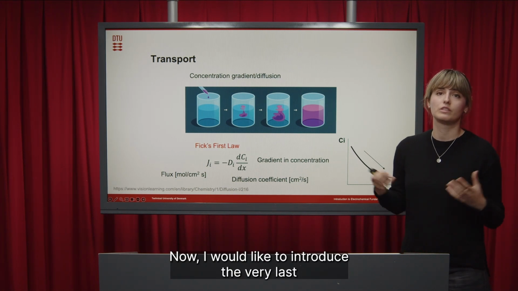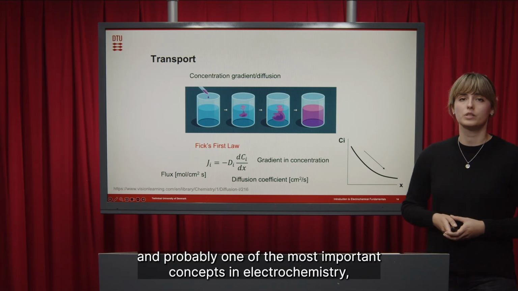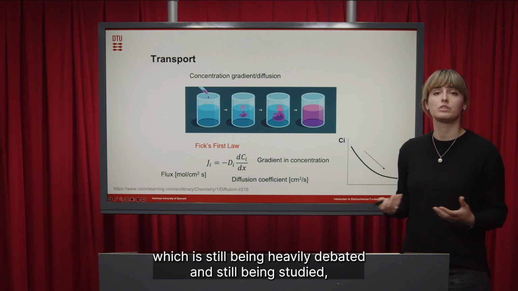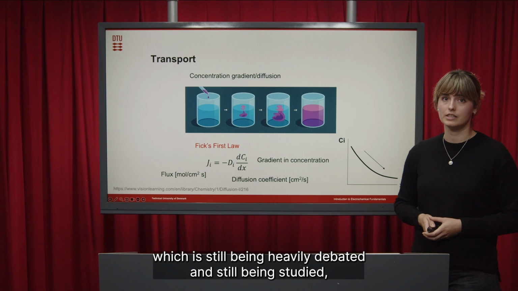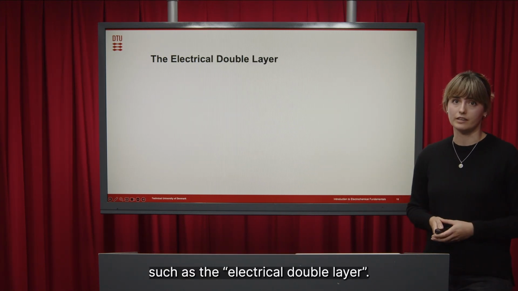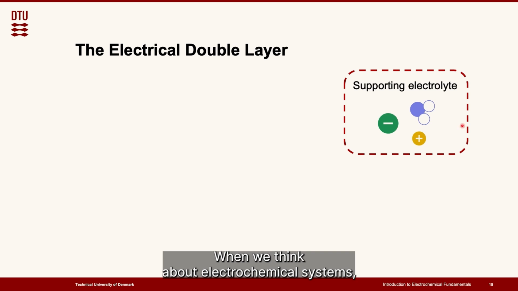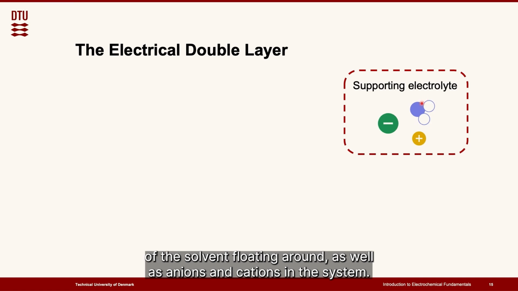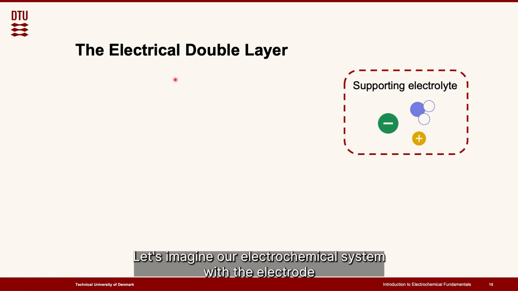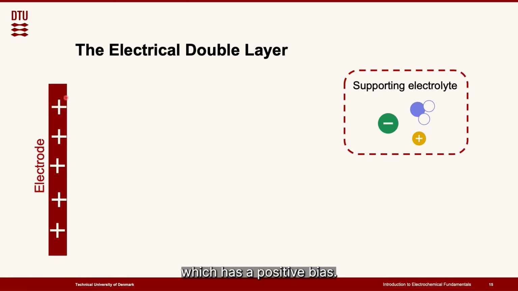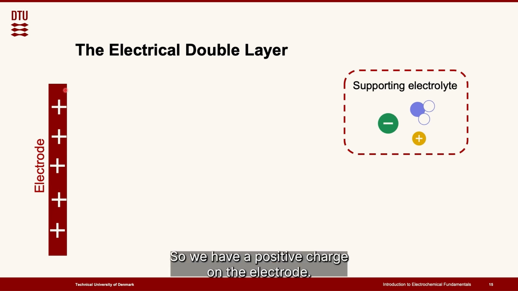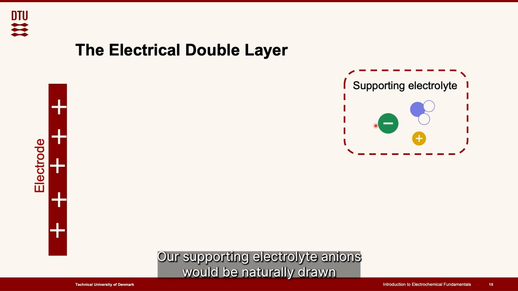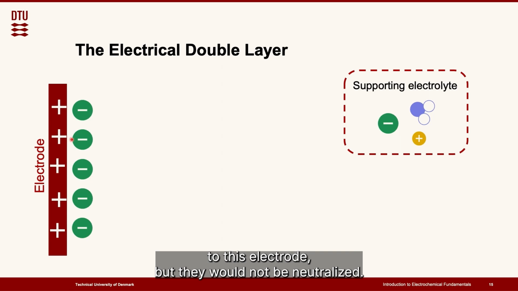Now I would like to introduce the very last and probably one of the most important concepts in electrochemistry, which is still being heavily debated and still being studied, the electrical double layer. When we think about an electrochemical system, we know we have our supporting electrolyte, which has some molecules of the solvent floating around, as well as anions and cations in the system. Let's imagine our electrochemical system with an electrode which has a positive bias, so we have a positive charge on the electrode. Our supporting electrolyte anions would be naturally drawn to this electrode, but they will not be neutralized.